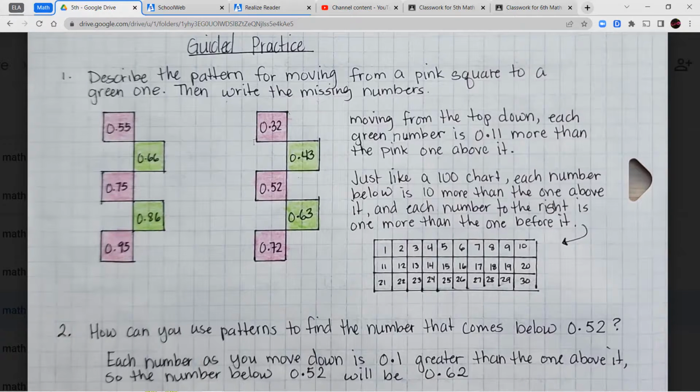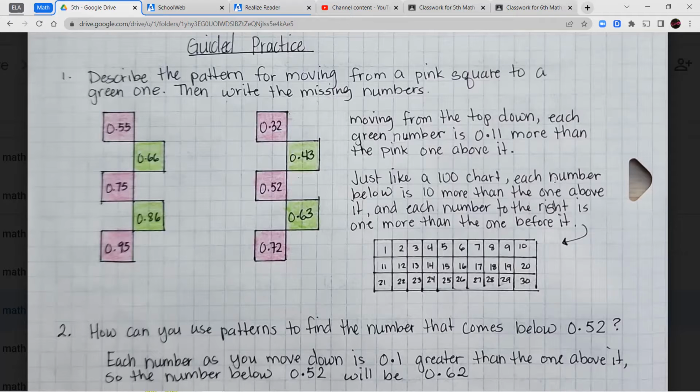Now this other side of the table is what they were asking us to fill out. From 32 hundredths down to 43 hundredths, we added 11 hundredths. From 52 hundredths to 63 hundredths, again, we're adding a tenth and a hundredth.